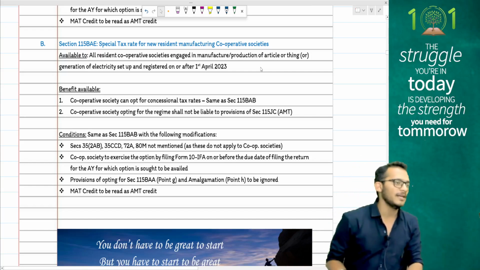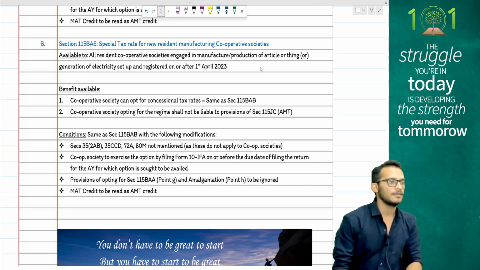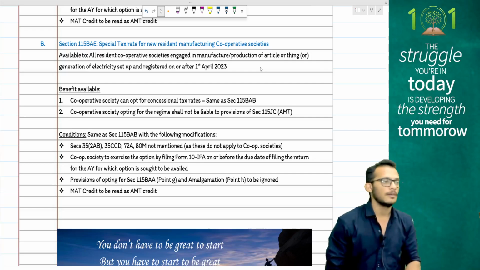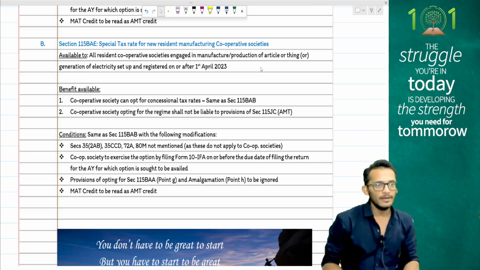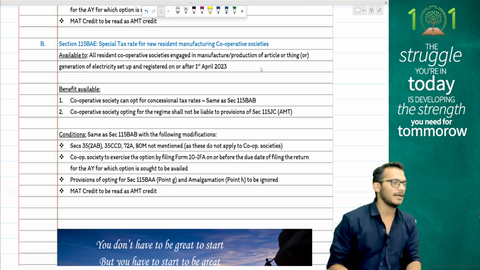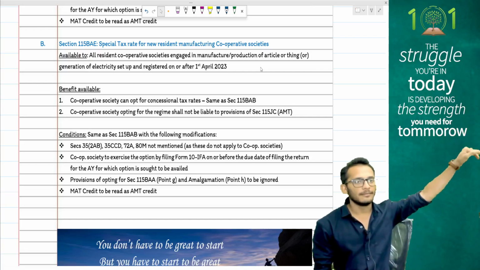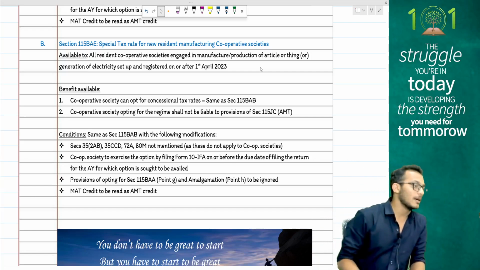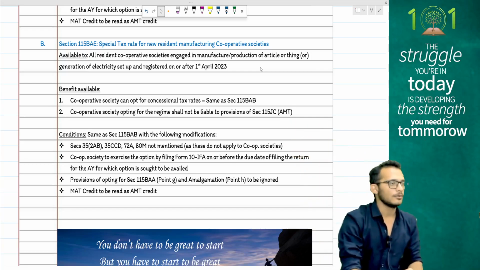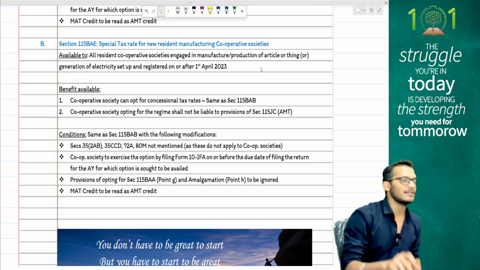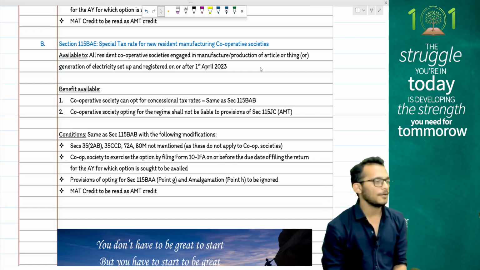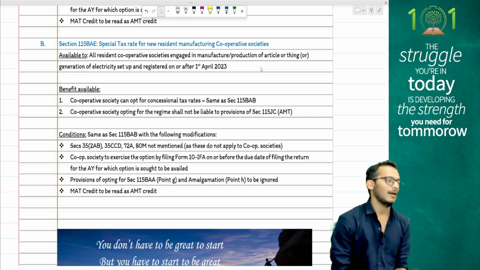Expect a question on 115 BAA and BAB in your compulsory question. They can give you a question where they can come and say, compute tax on this company under the special tax regimes of Taxation Amendment Act 2019, which is nothing but BAA and BAB. For a company, that is what they'll use. When it comes to individuals, they'll say compute tax as per default regime, or compute tax assuming he has opted out of default tax regime. That is what will happen.